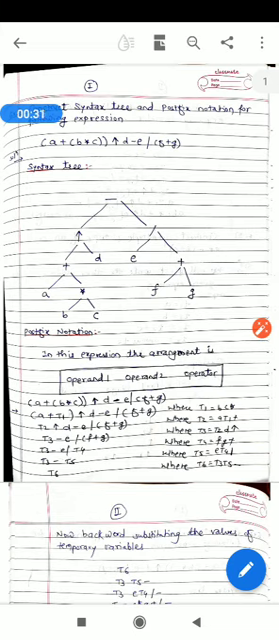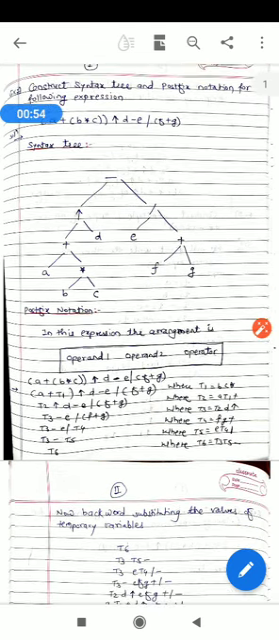So the syntax tree becomes, here we will just be taking the left-hand subtree and right-hand subtree. So minus is the root node, the left-hand subtree should be a + b * c ^ d, and the right-hand subtree should be e / f + g.